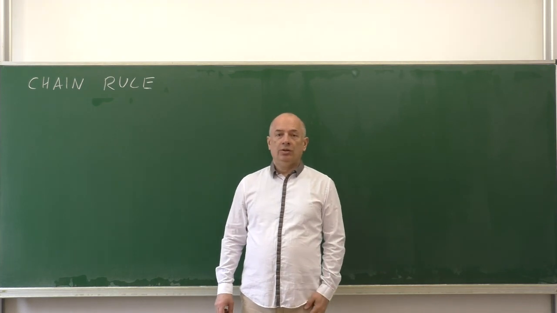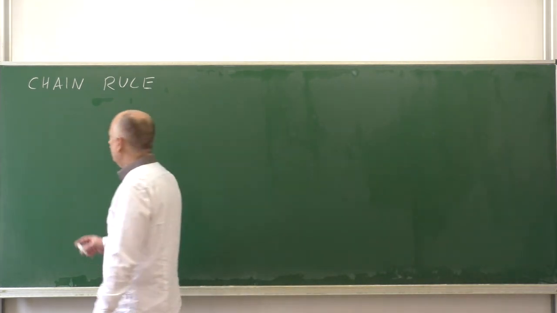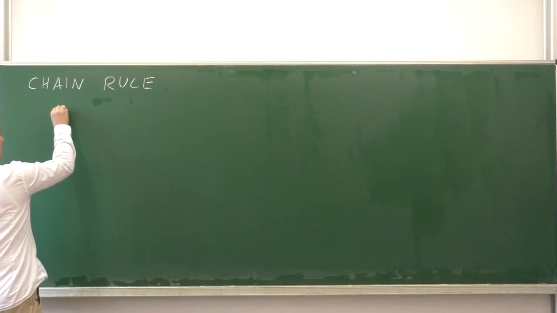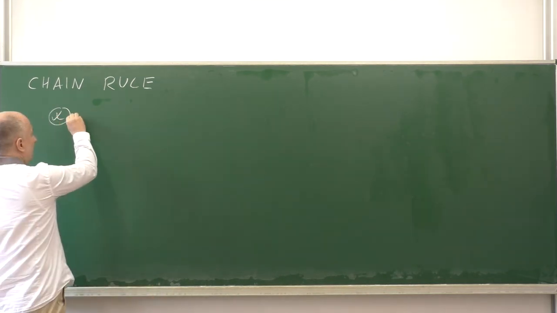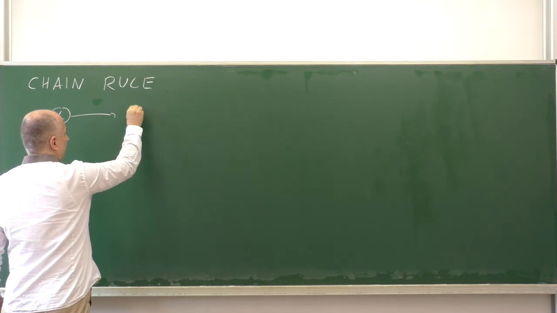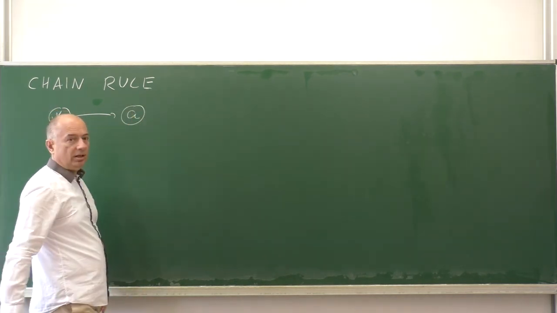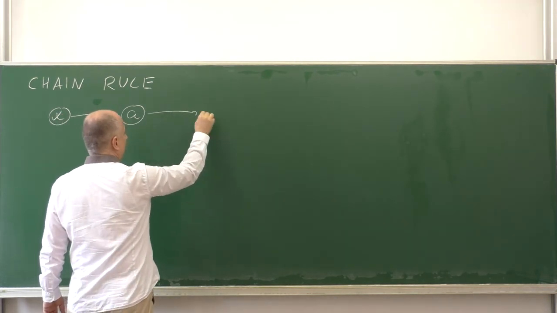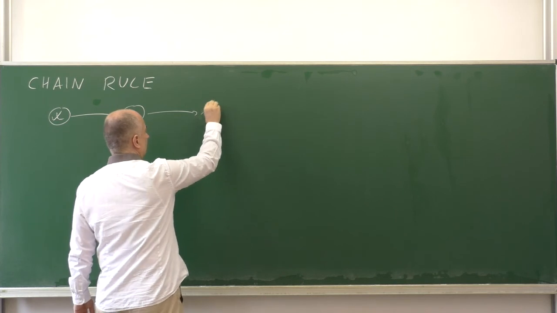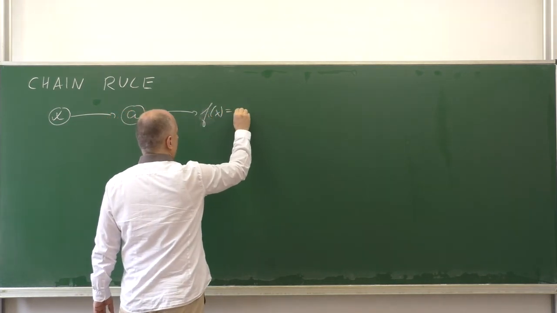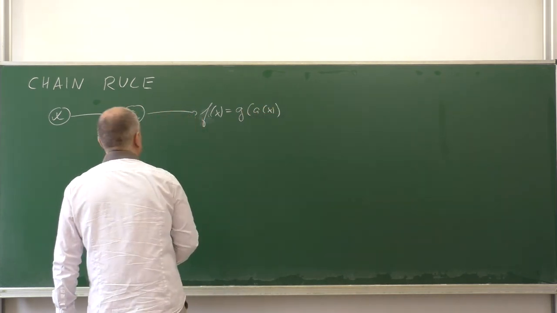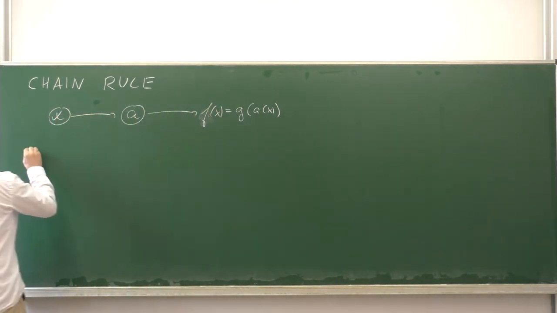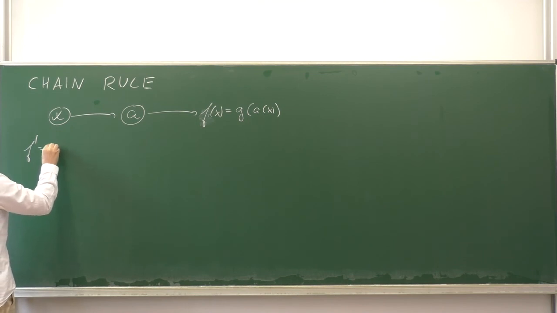Now we want to generalize the chain rule for a vector function. Let's start with a simple situation when we have one real argument, just a single independent variable. We compute some a from x, the intermediate result, and then we apply the outer function and we compute f(x), which is g at a(x). And we know that the derivative of f is g derivative times a derivative.